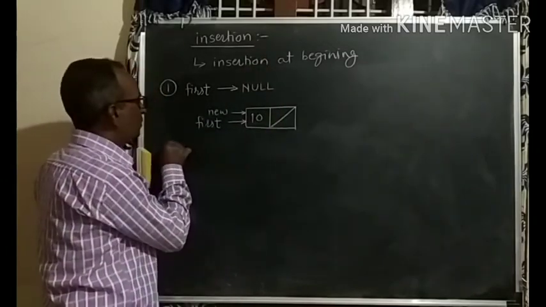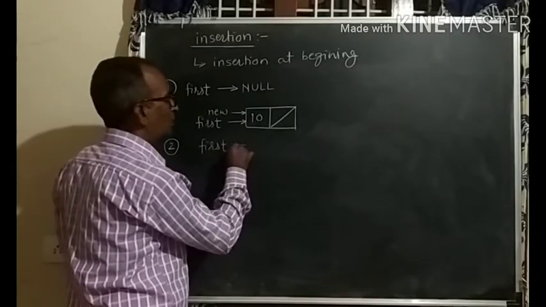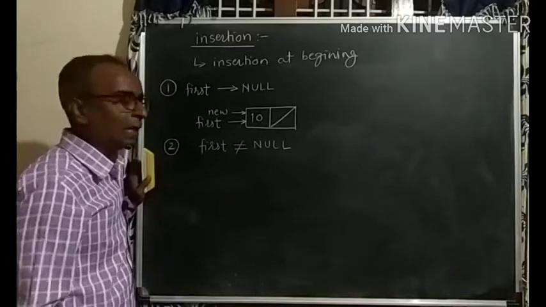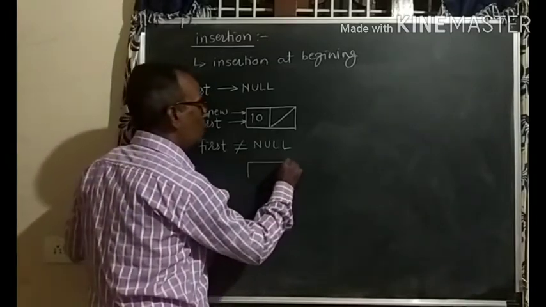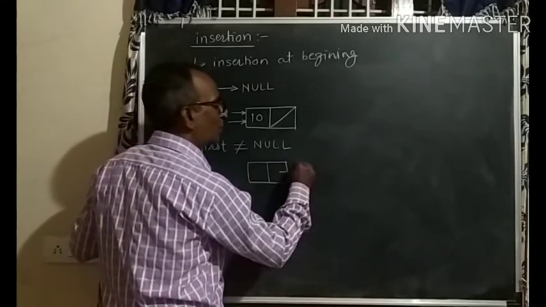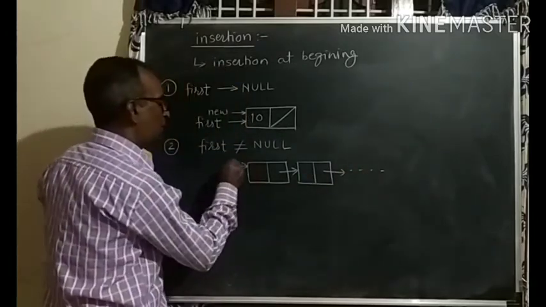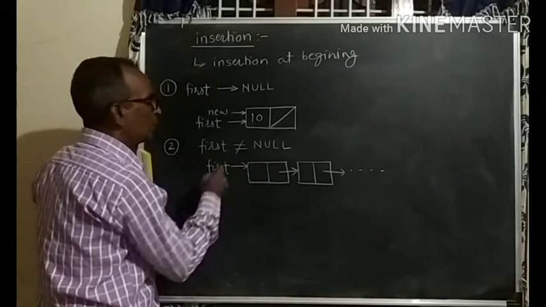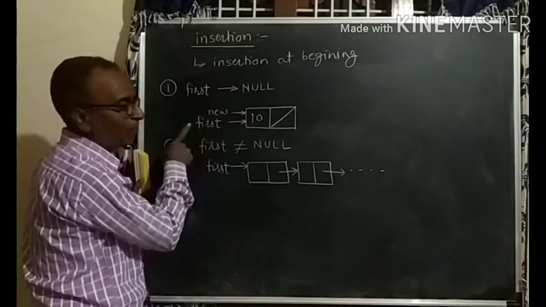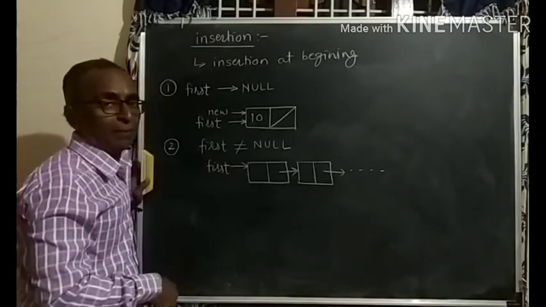Assume that in second case, first is not null. First is not null and you are inserting at the beginning. Means what? You have already a linked list containing some nodes, and this is first. Now in the first case, the empty linked list, this was the scenario. In this case, first is not null and you are trying to insert at beginning.